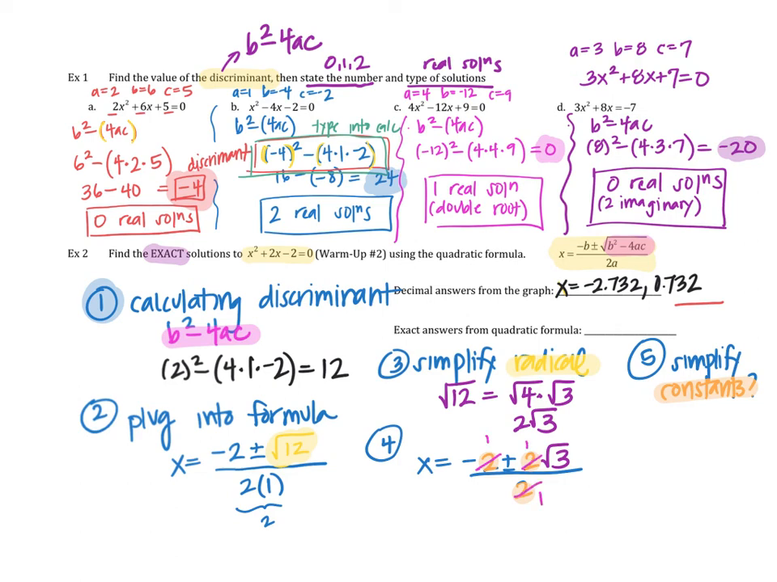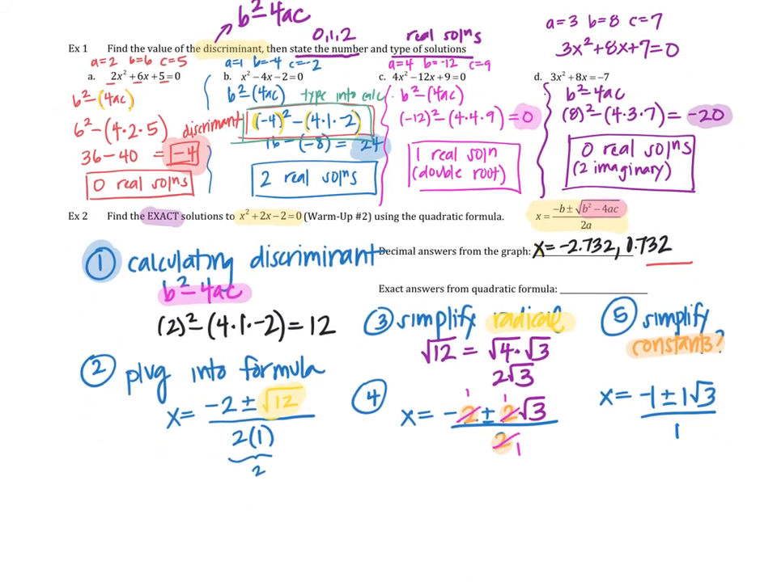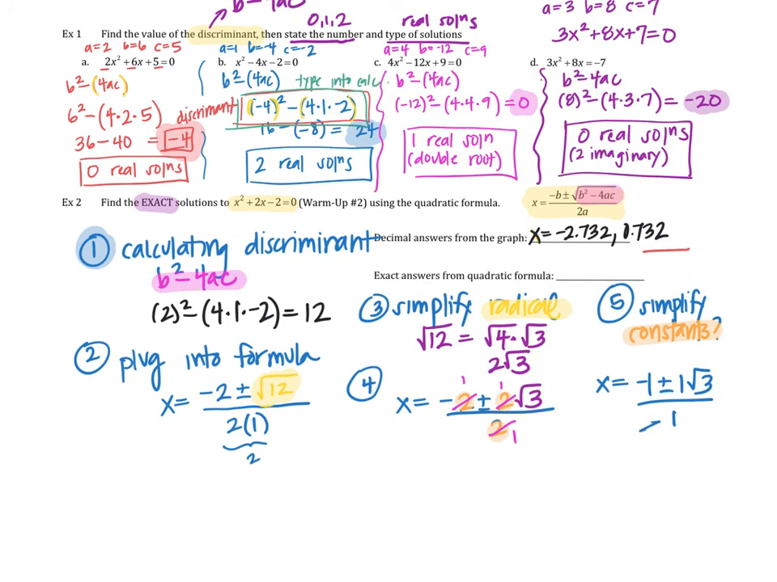And so our final answer will be x equals negative 1 plus or minus 1 root 3 all over 1. Okay, and we don't need this denominator anymore, so you'll see the final answer like this: negative 1 plus or minus square root of 3 is our exact solution. So the exact answers are x equals negative 1 plus or minus square root of 3.